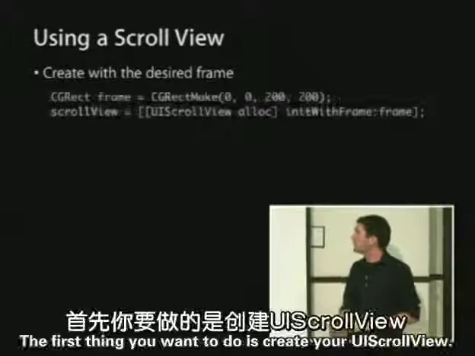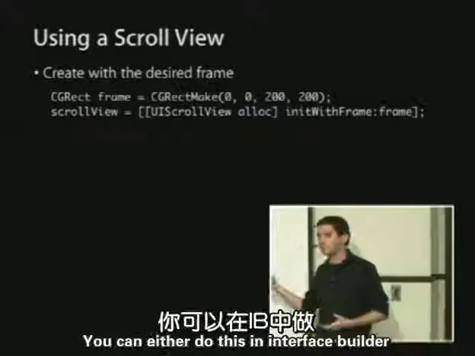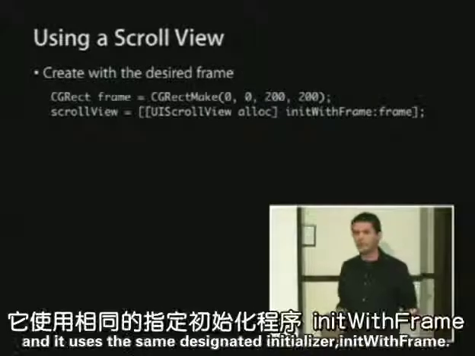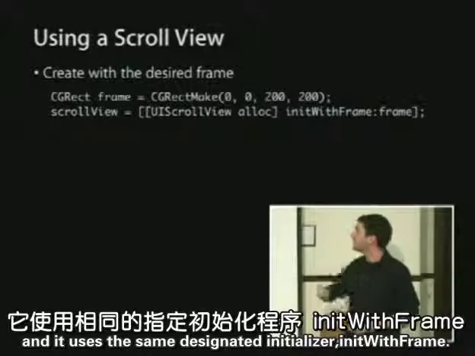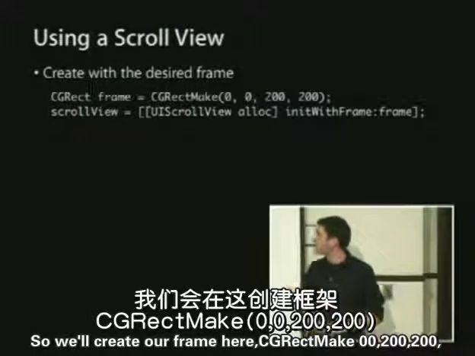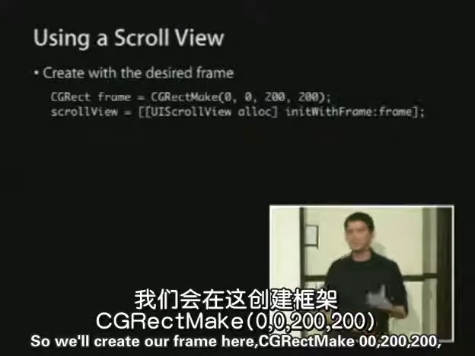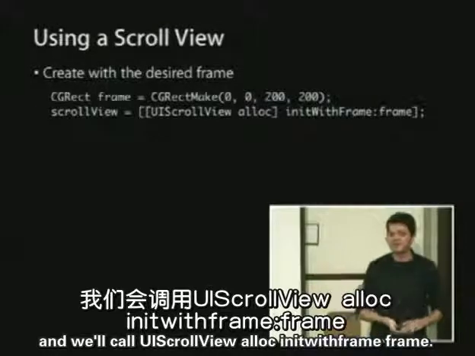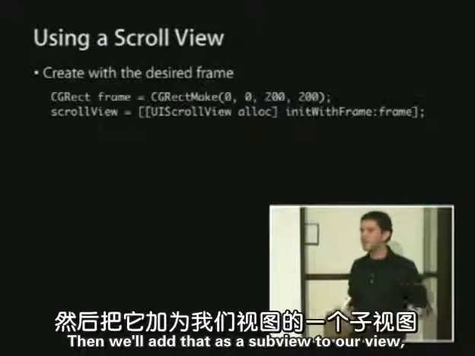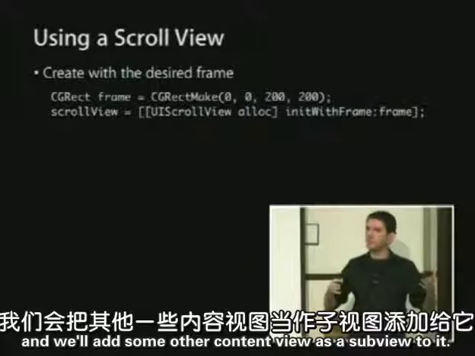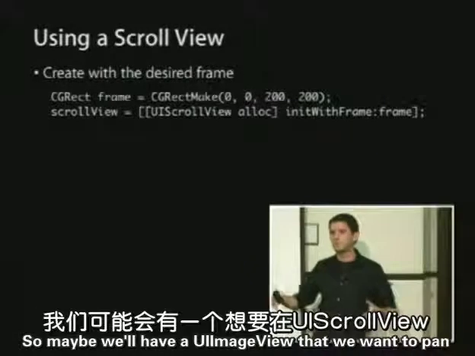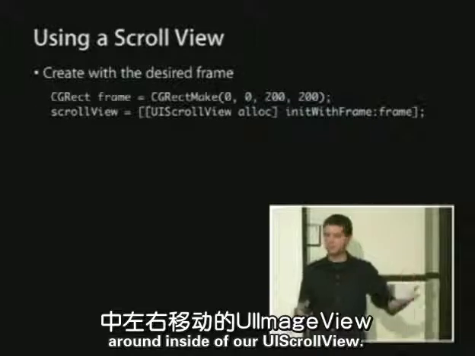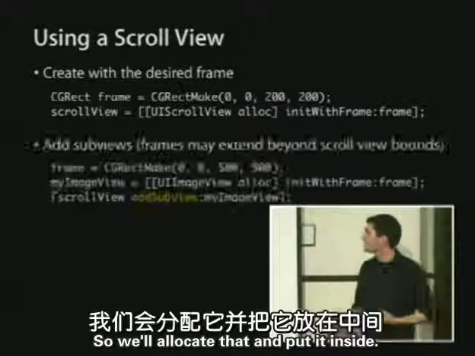The first thing you want to do is create your UI scroll view. You can either do this in Interface Builder or you can do it programmatically. It's just a subclass of UI view, and it uses the same designated initializer, init with frame. So we'll create our frame here, CGRectMake 0, 0, 200, 200, and we'll call UIScrollView alloc init with frame. Then we'll add that as a subview to our view, and we'll add some other content view as a subview to it. So maybe we'll have a UI image view that we want to pan around inside of our UI scroll view, so we'll allocate that and put it inside.